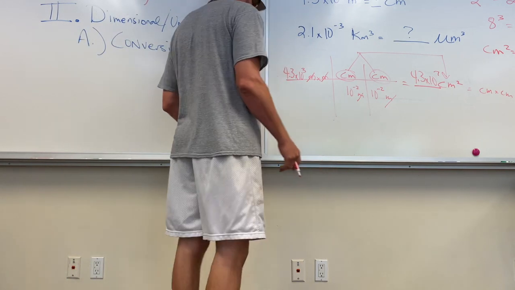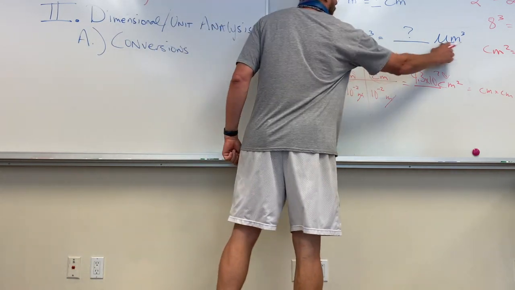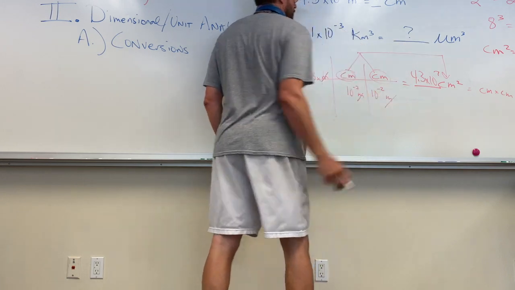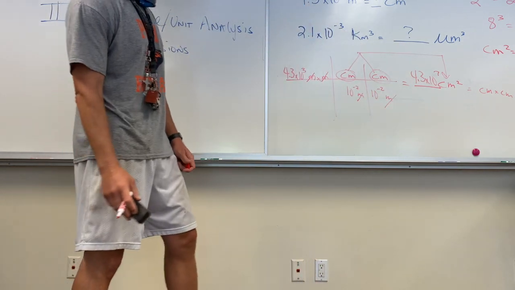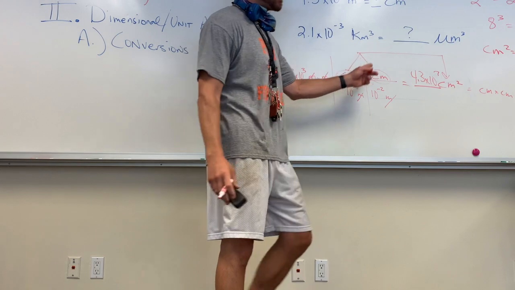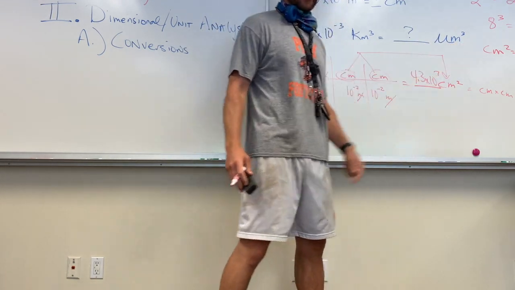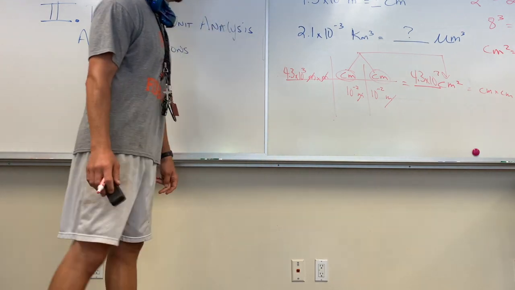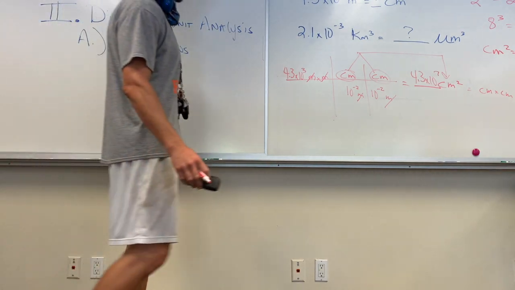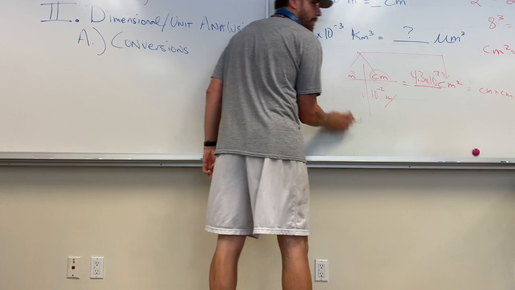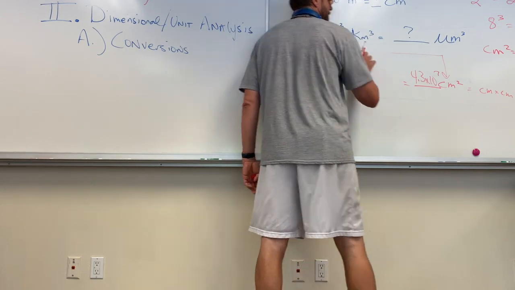So using that logic, go ahead and pause this video and try to do that one. 2.1 times 10 to the negative third kilometers cubed equals how many micrometers cubed? Remember that fun little Greek thing, I think it's mu, stands for micro. And remember what micro means. Okay, pause, do it.